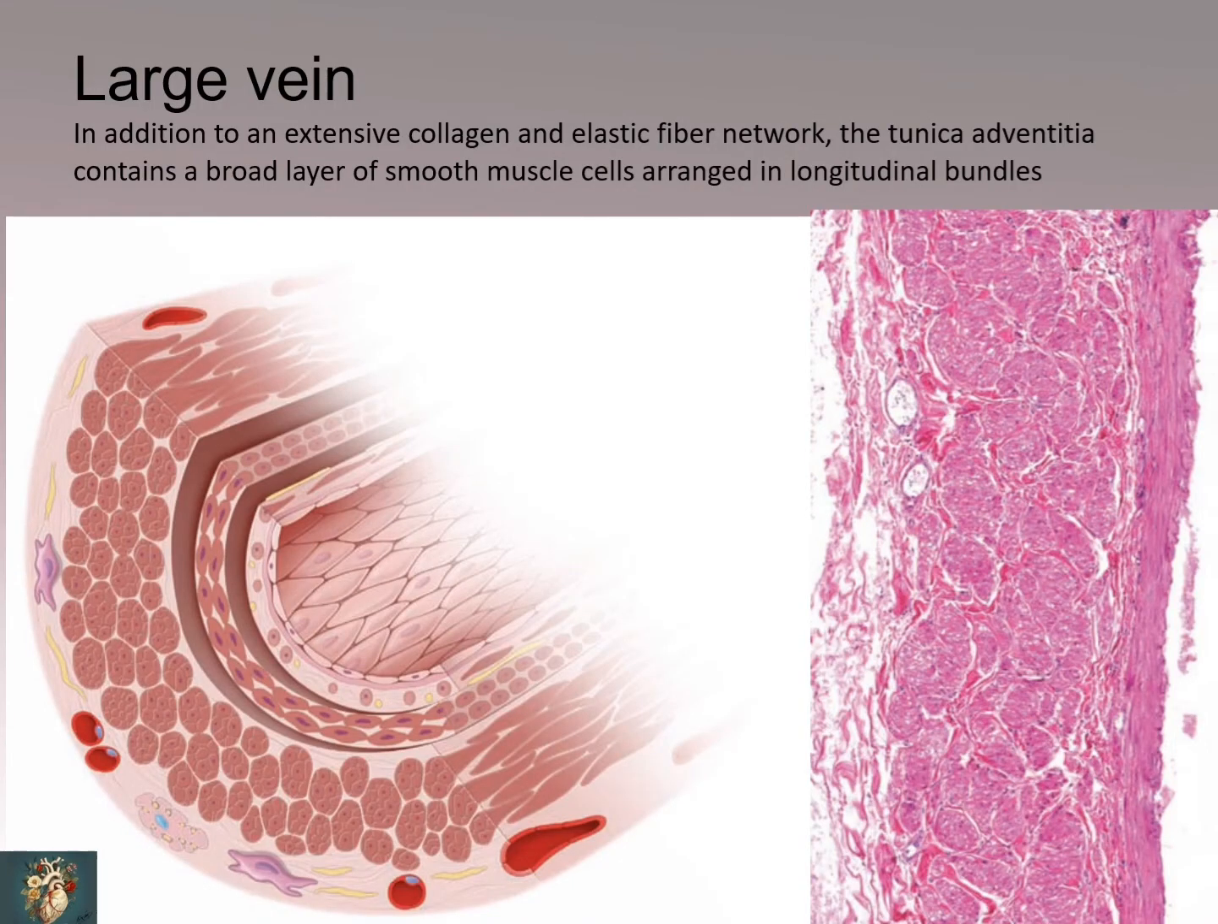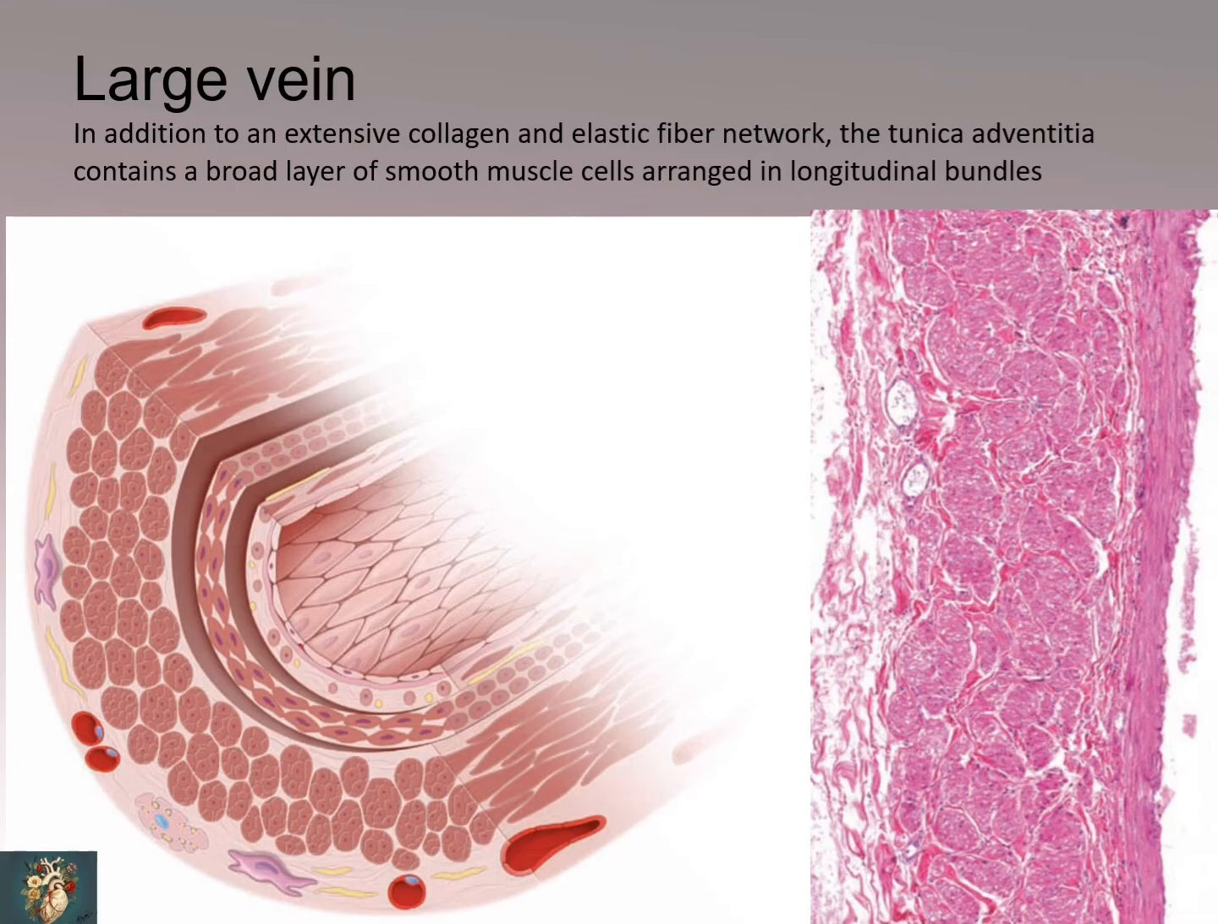So this is another slide to show you the schematic diagram of the larger size vein, and in addition to this is a schematic diagram, and this is the H and E section of the larger vein. Just a revision slide to show you the differences, and then you will be able to understand the slides of the larger vein. So first have a look at this schematic diagram.